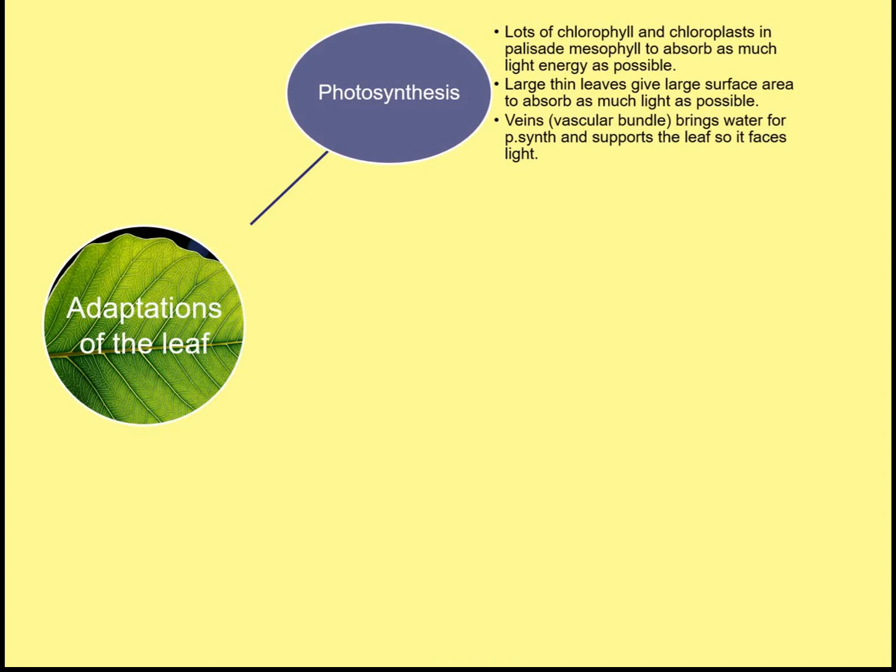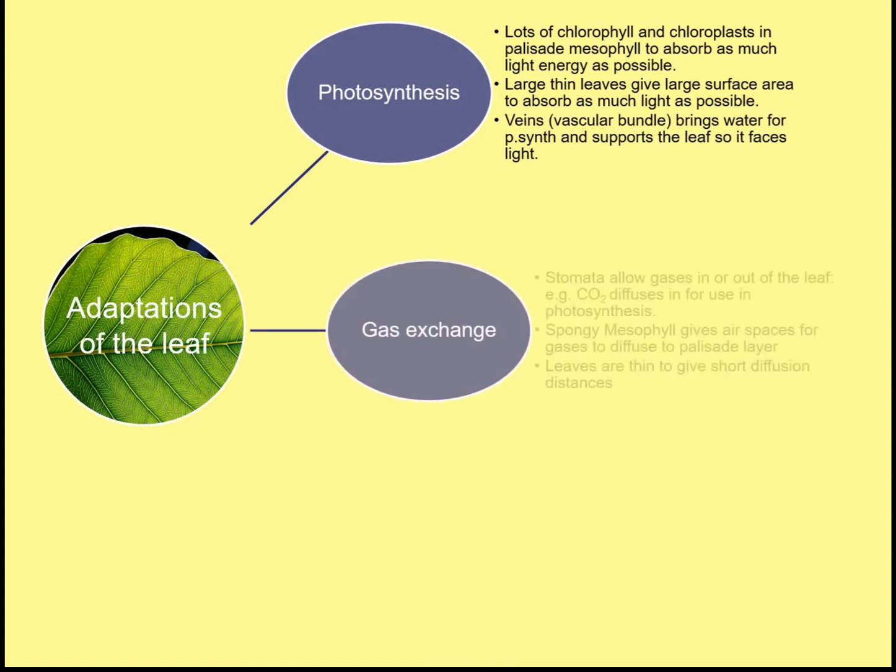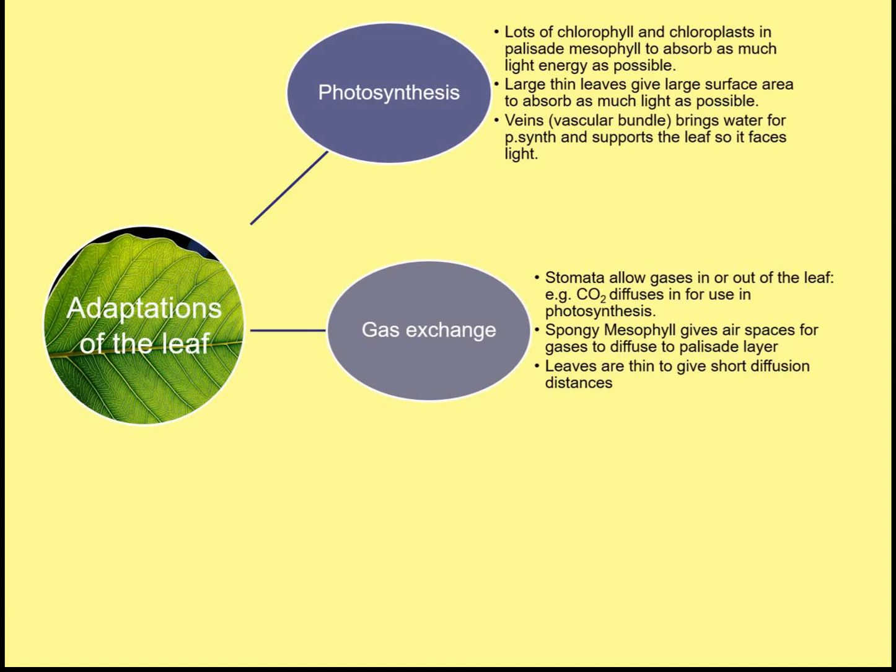And also having the vascular bundle of veins, which brings up water and minerals obviously, but also supports the leaf so it's facing towards the light. Then you've got adaptations with gas exchange, so having the stomata to allow gases to go in and out from the leaf by diffusion. You've got the spongy mesophyll creating those air spaces for the gas to diffuse to the palisade layer, and also leaves generally quite thin from top to bottom, so the diffusion distances are short.